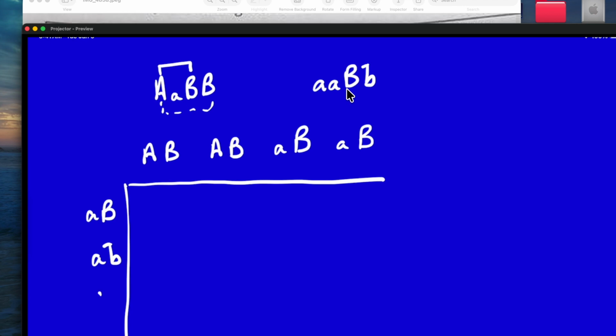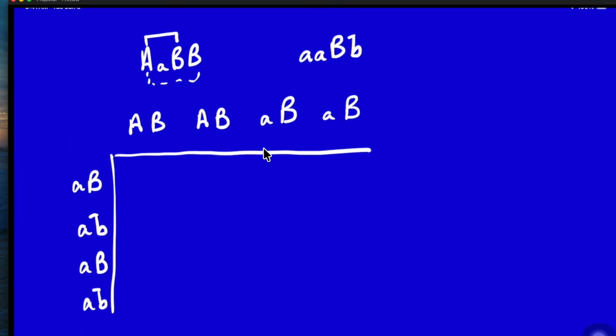Inside, small a, capital B. And then last, small a, small b. Okay, so what do we notice here, folks? We notice that we're duplicating. We have AB twice, and then we have AB, small a, capital B twice. Same thing here. We have duplication going on.